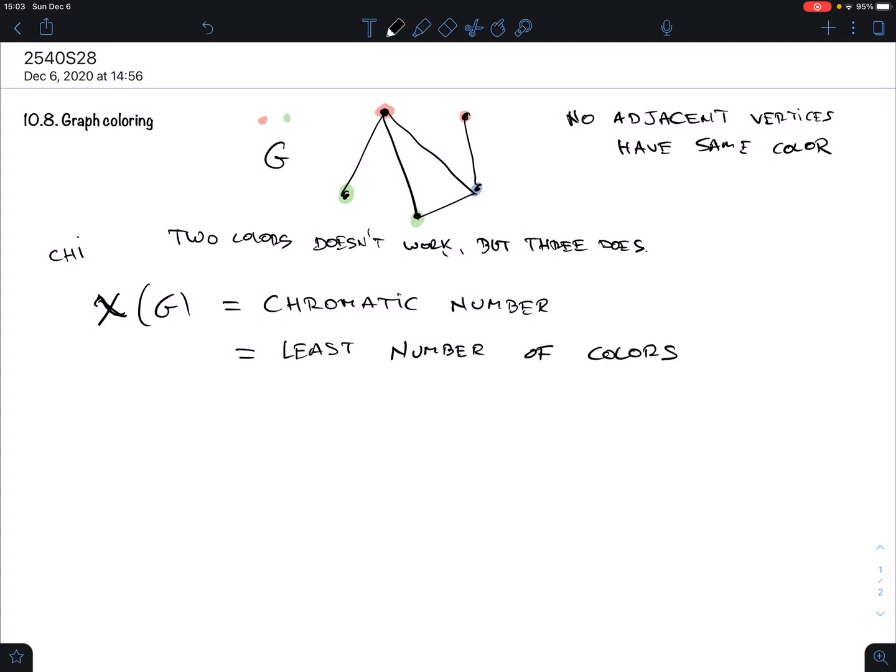The least number of colors that you need to color the graph. Let me not write that up. And this is just a little bit to know where the word comes from. It's always nice to know why something is called the way it's called.